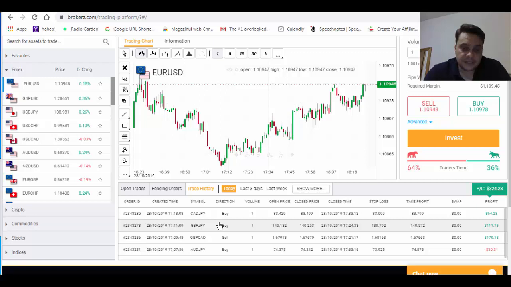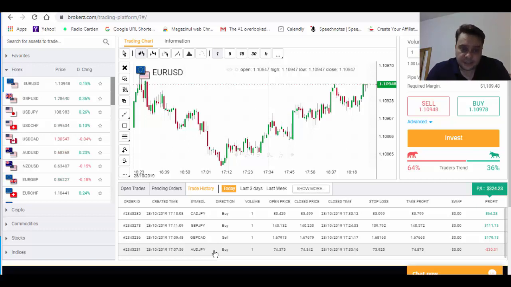As you can see, I manually closed this trade. This is part of my strategy. You can wait for stop loss and take profit to take effect, but I don't want to wait when I feel that the trade is going in the wrong direction, as happened with Australian dollar, Japanese yen.